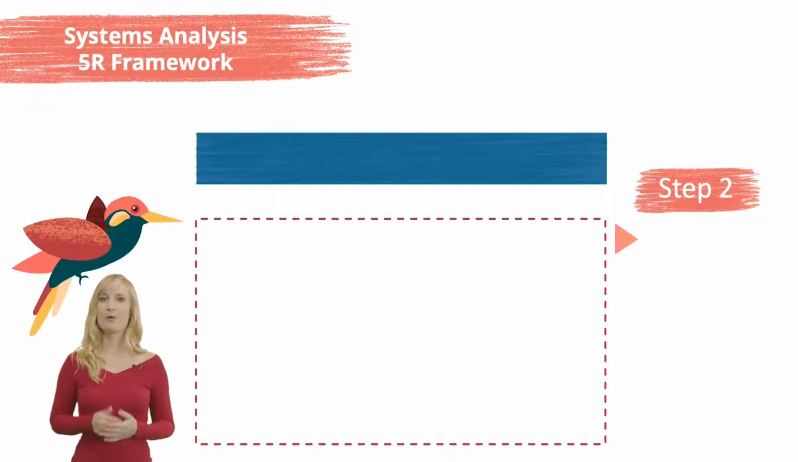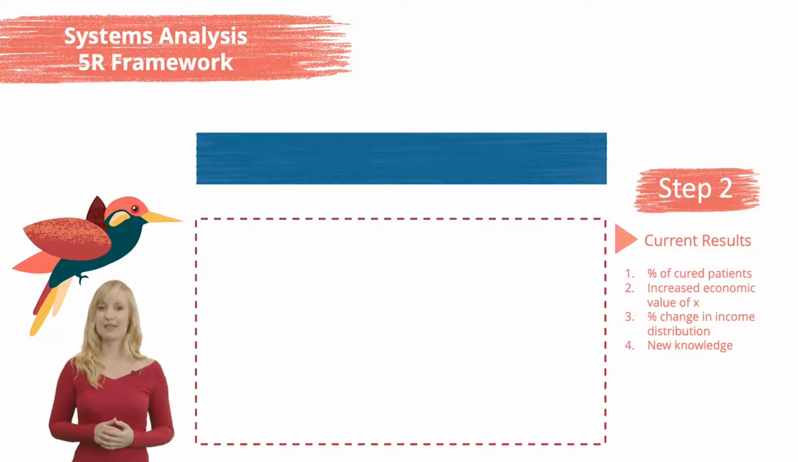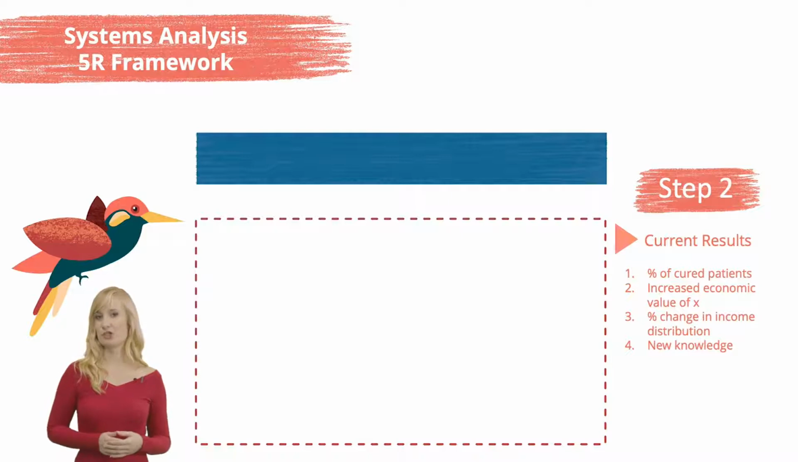Now that the name of the system is clear, let's look at the results that it produces in the status quo. What is it that comes out of our system? Results can include specific outcomes. For example, a share of cured patients in the healthcare system or a share of students who have completed higher education.